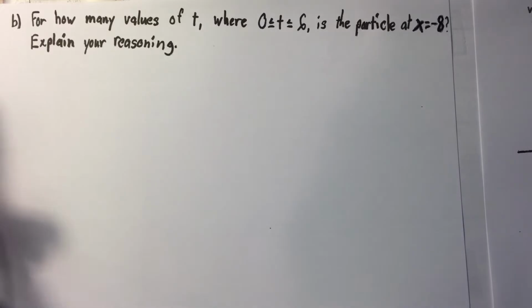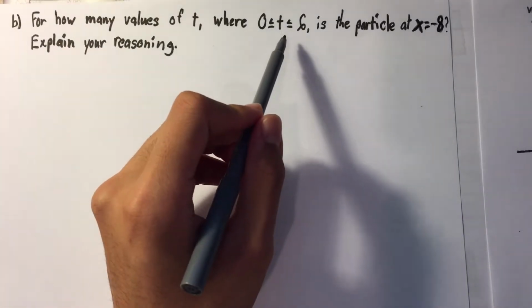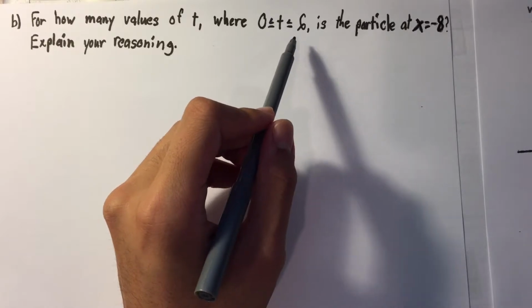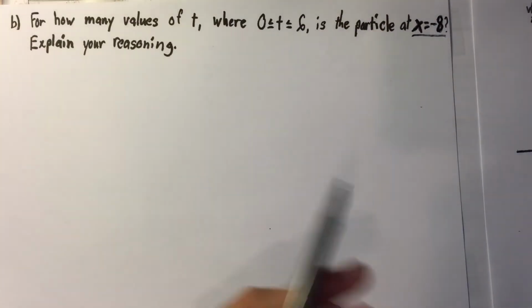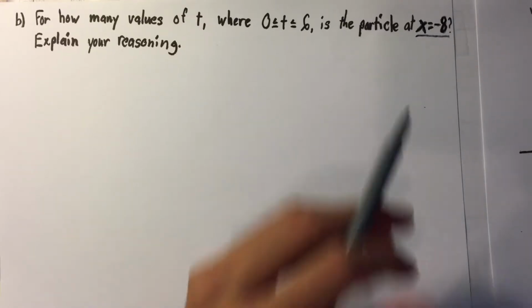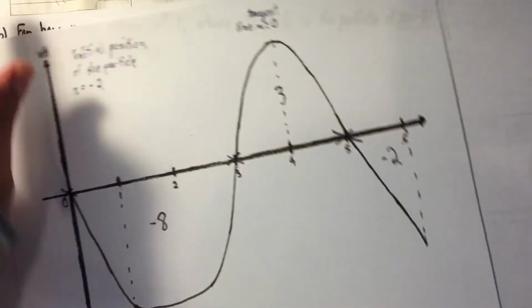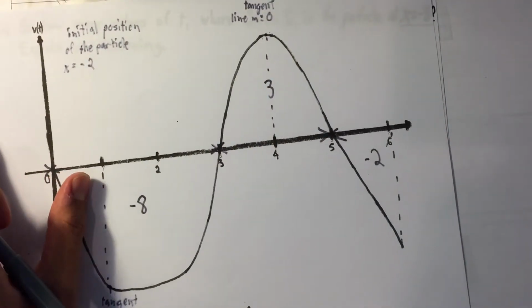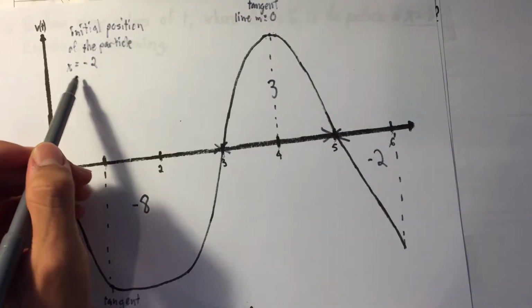For part B, we are asked for how many values of t, where 0 is less than or equal to t, which is less than or equal to 6, is the particle at x equals -8. Explain your reasoning. So in the graph, what we can see is that originally the particle is at x equals -2.